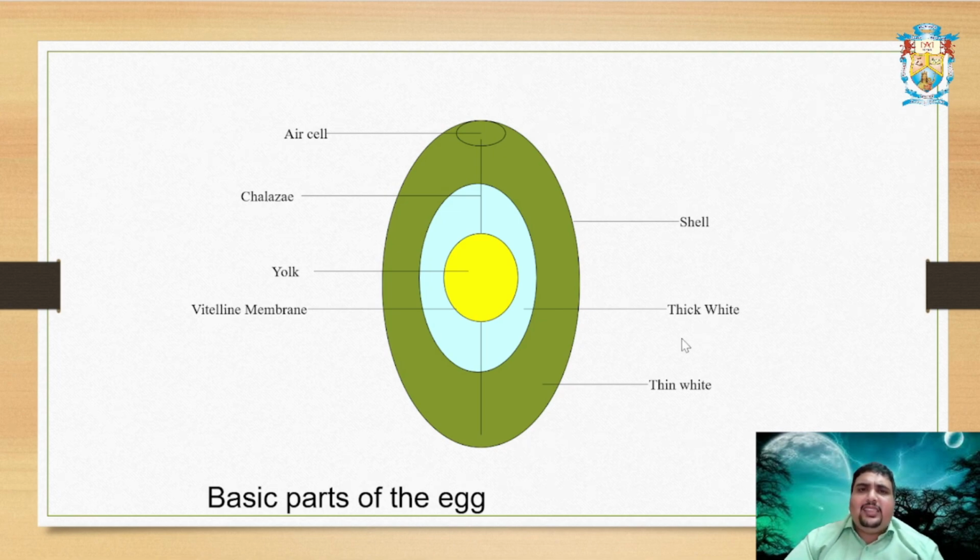Then you have the air cell, which is right at the top, a small balloon-like space, which is created due to the age of an egg. Then the last part is the shell. The shell is the exterior hard cover of an egg, which doesn't allow the egg proteins to come out.